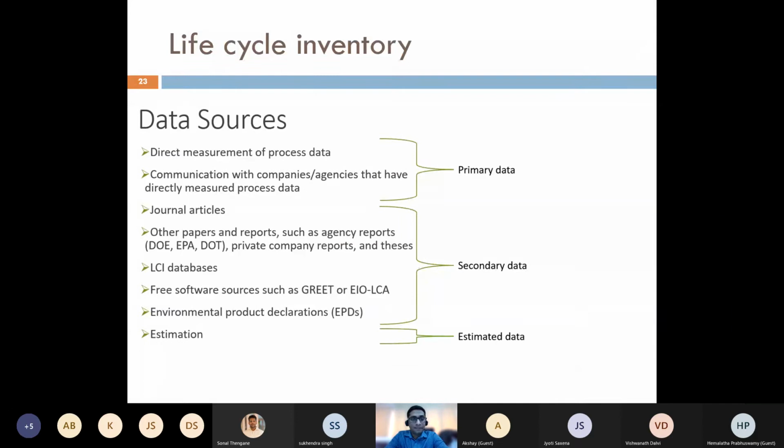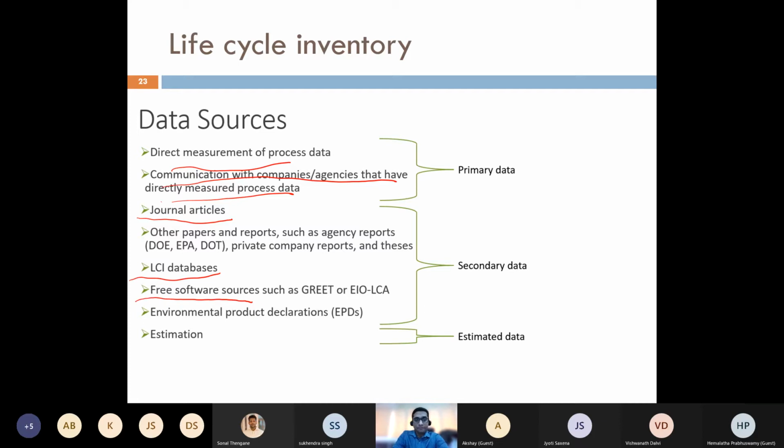Again, these data sources have been elaborated here. So the primary data would be the direct measurement or the communication with the companies or the agencies, which are your collaborators. Now, secondary data can also come from the journal publications. You study the journals which people have published and see what their assumptions have been, and you take similar assumptions.